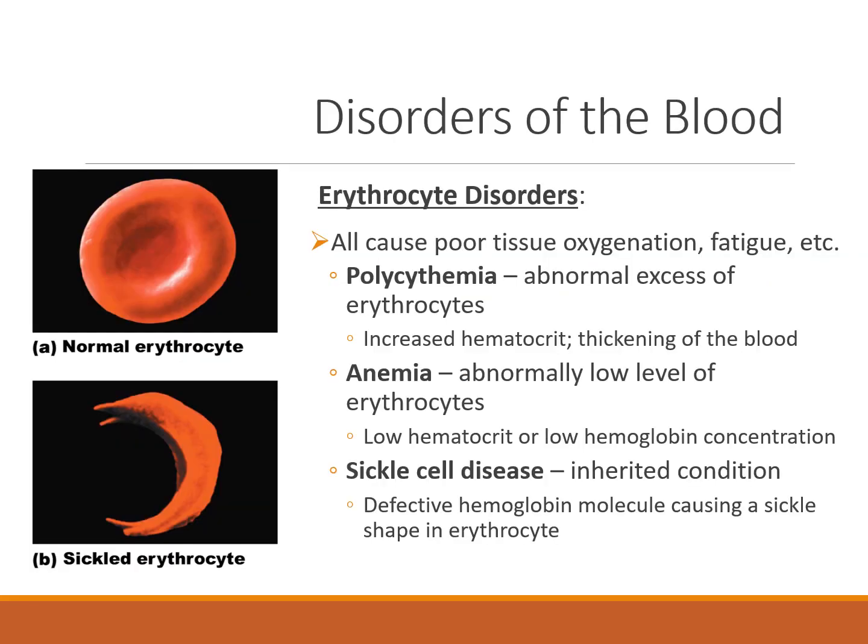So we have a few disorders of the blood. First, we'll be talking about some erythrocyte disorders, so some red blood cell disorders. And essentially, all of these are going to have a very similar side effect, and it's poor tissue oxygenation. Because what do red blood cells do?